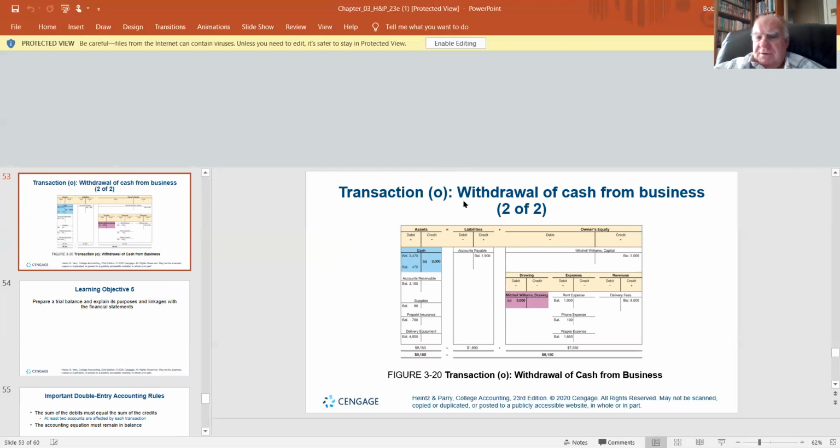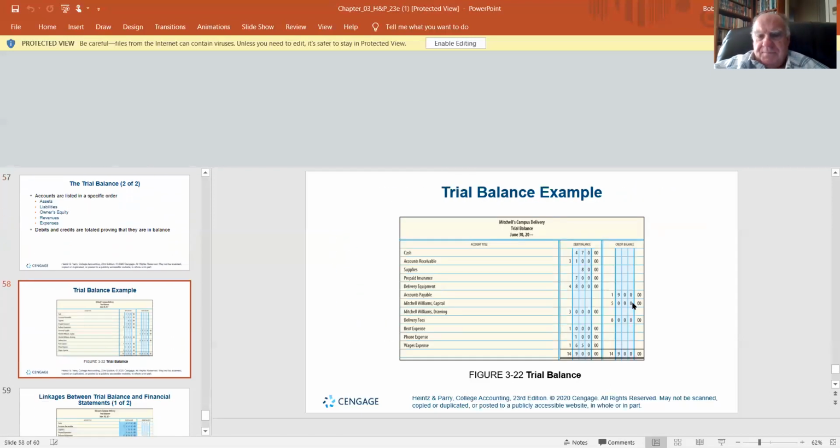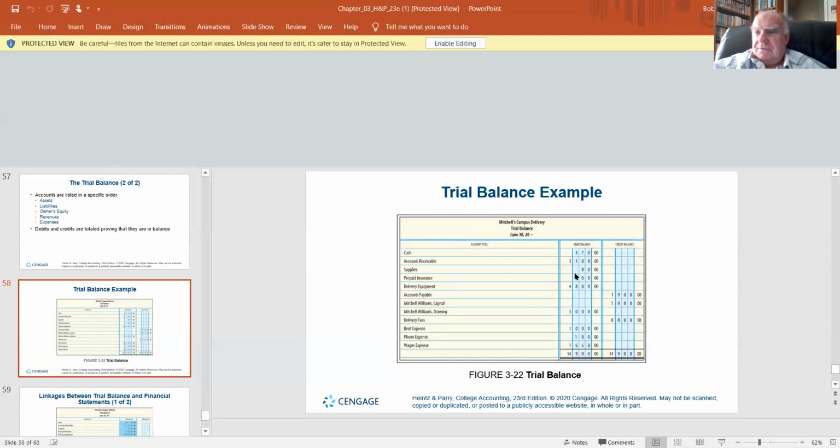This was our last transaction. Look at the balances. Cash has a final balance of 470. I see 3,100 for accounts receivable. I see our revenues are, I can't read that, 8,000. The point is, these numbers represent the month-end balance of each T account. And if debits equal credits, we're okay.